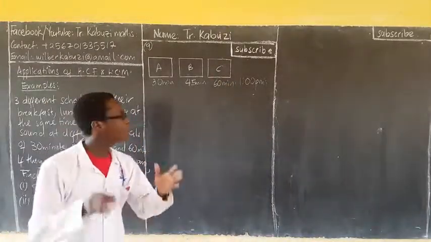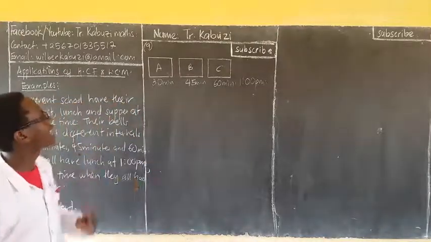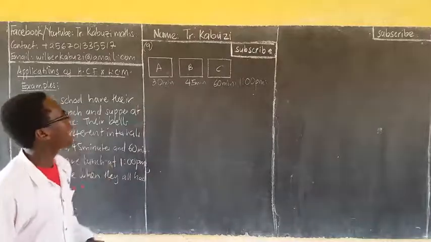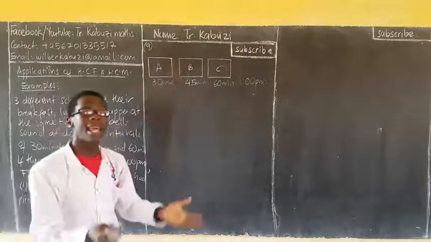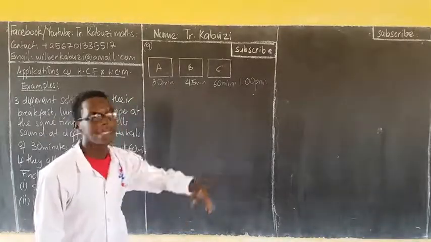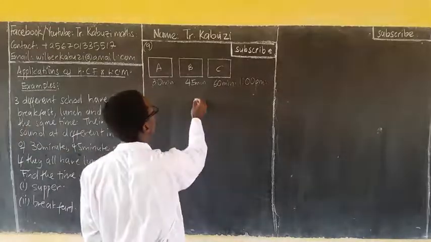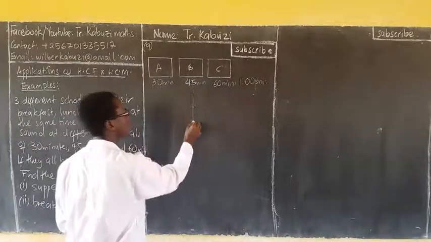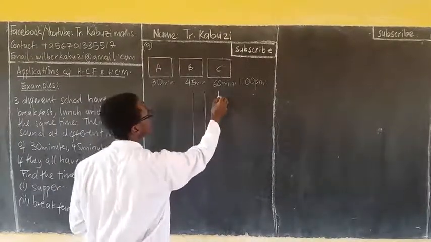Now, a senior one kid will tell his mom or dad that to get the minutes that pass before these bells sound together again, I need to get the LCM of these minutes. You remember how we get the LCM? We draw three columns because we have three numbers here.